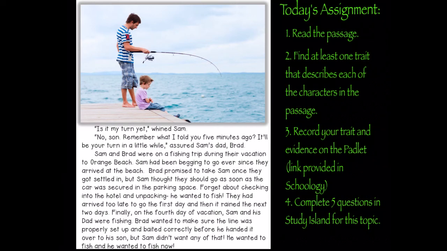As you are reading, you will be looking at the characters closely, looking at their actions, their thoughts, and their behaviors to try and infer at least one trait for each of the characters, Brad and Sam. What I would like you to do is follow the link to the Padlet, where you will record the trait and the evidence for the character in the story. I would also like you to make sure you include your name. I should see 2 posts from you, one post with the trait you have found for Brad and the evidence, and the other post for the trait you have found for Sam, as well as the evidence.